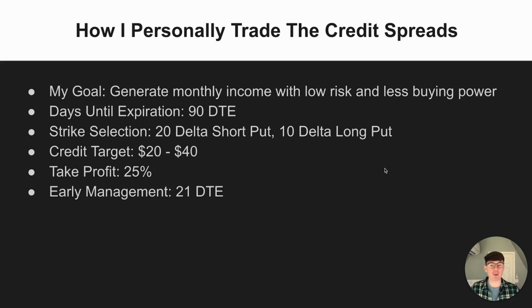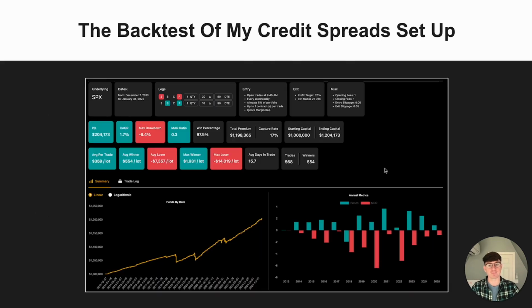I also do an early management of 21 days. This is standard and best practice as well. On the assets I use, ES, SPX, and SPY are the main assets. I typically like to stay with ES and SPX. Why? Tax advantages, Section 1256, I believe is the name of it. And so I get to basically pay less taxes on the profits I make if I do it on futures options or if I do it on SPX.